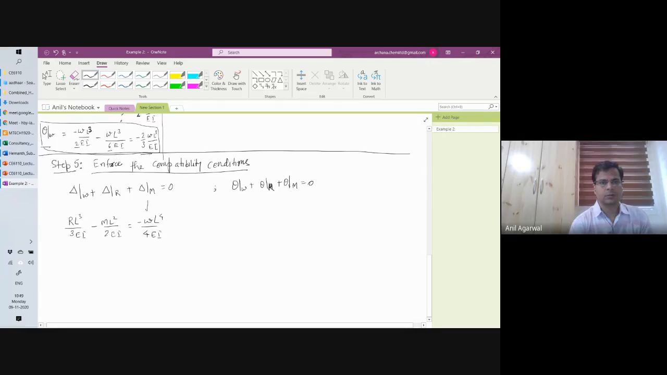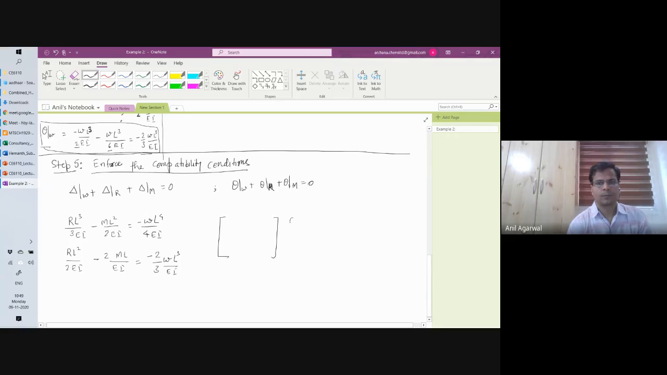That is this equation. And this equation is bringing me R L squared by 2 EI plus 2 M L by EI, sorry, minus, is equal to minus 2 by 3 W L cube by EI. Again, it can be written in the matrix form as I explained before.